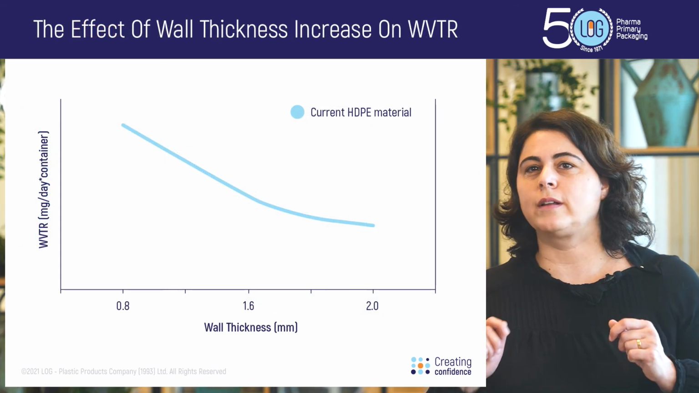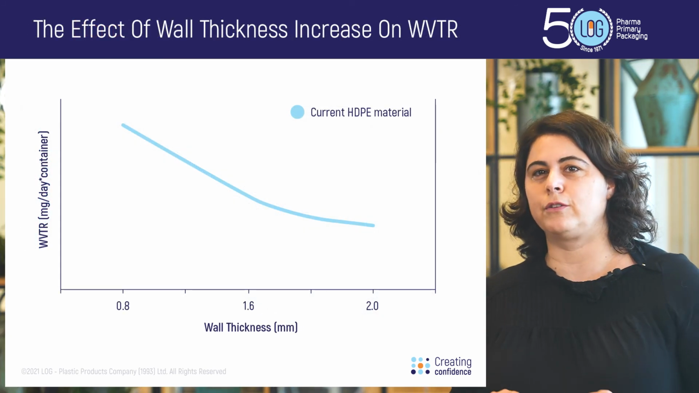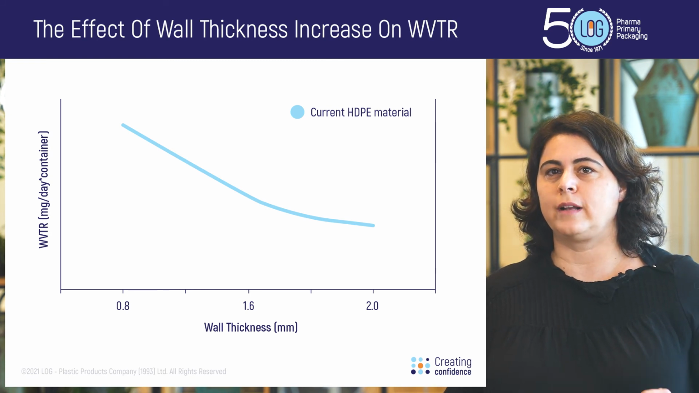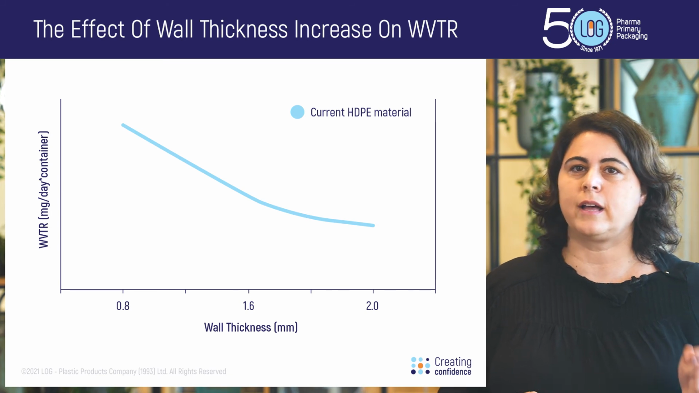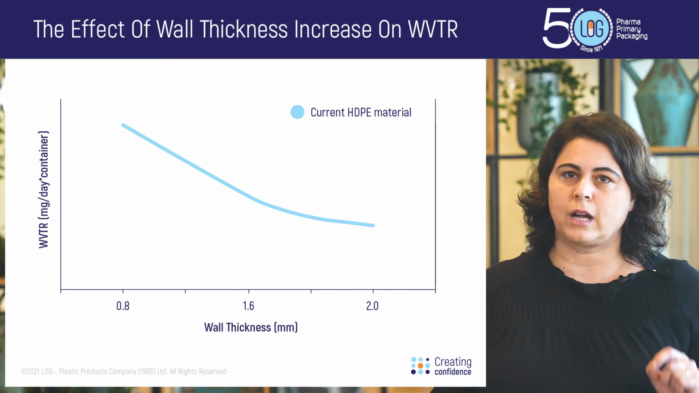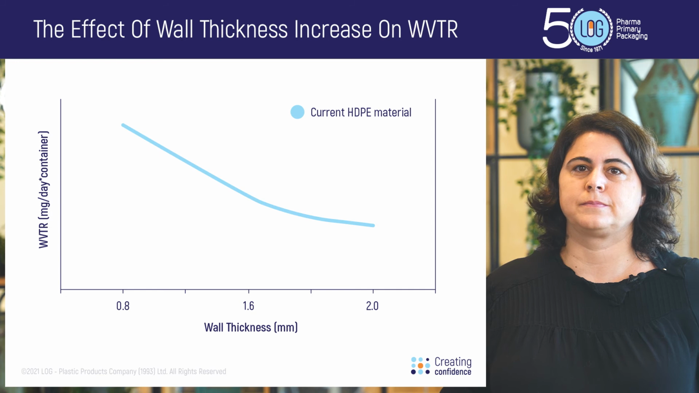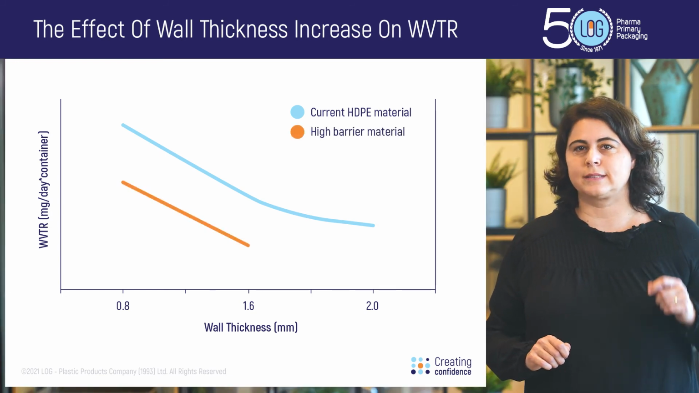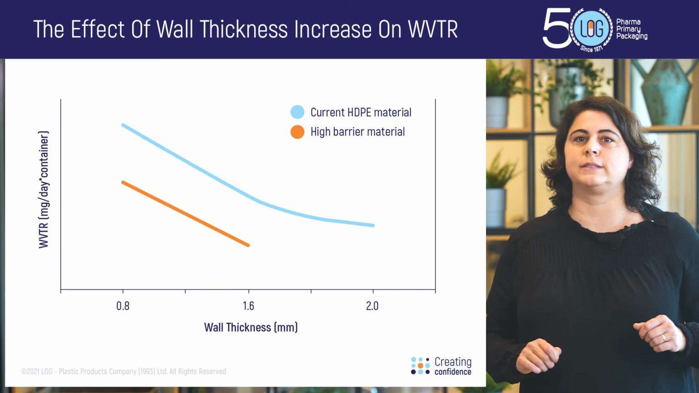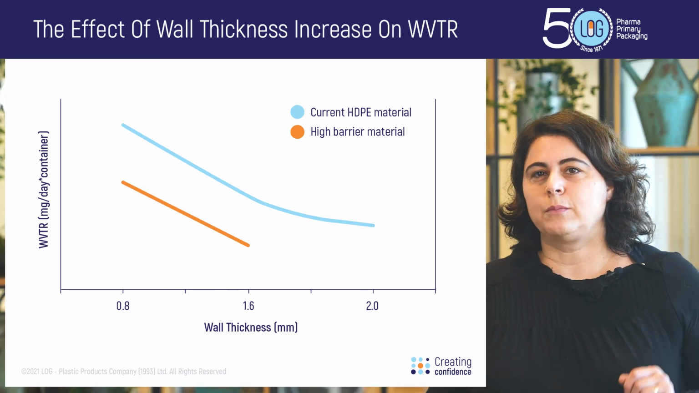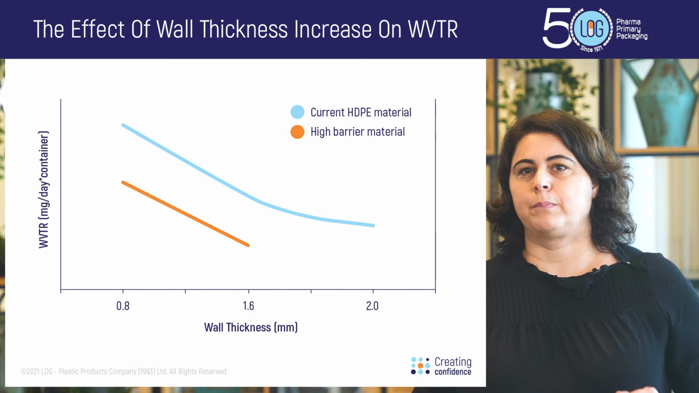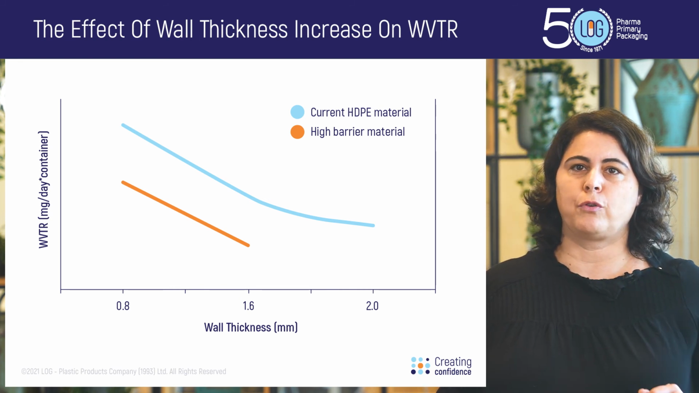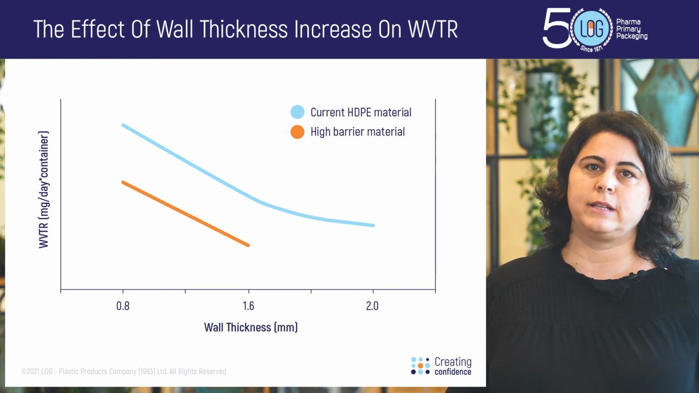So let's look at the effect of wall thickness on WVTR values. The blue line demonstrates well the interaction between WVTR and wall thickness with our current HDPE. The orange line represents modified HDPE, structured for higher barrier performance. We can use the modified HDPE in our barrier packaging when the customer prioritizes weight reduction while keeping the high performance to meet the sustainability targets.